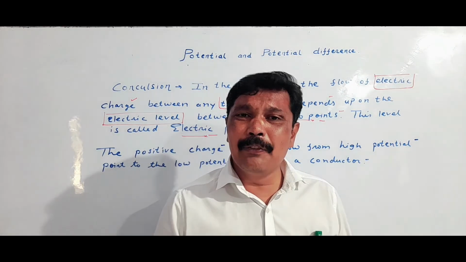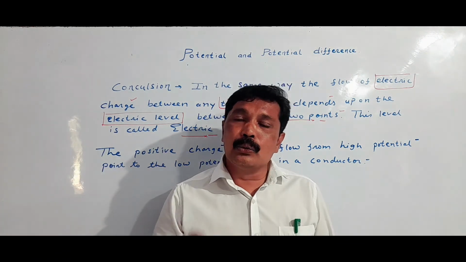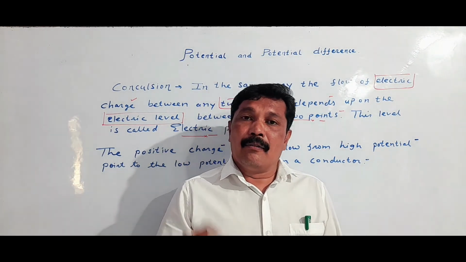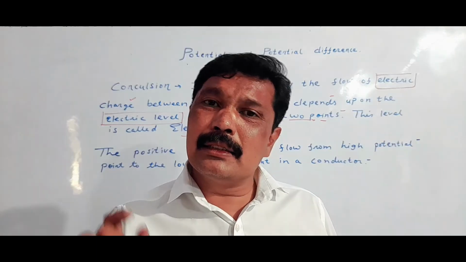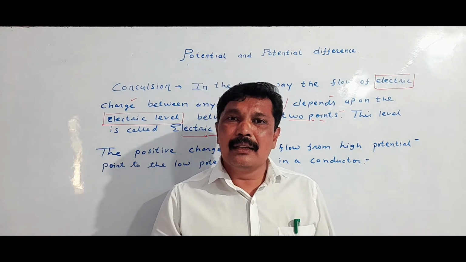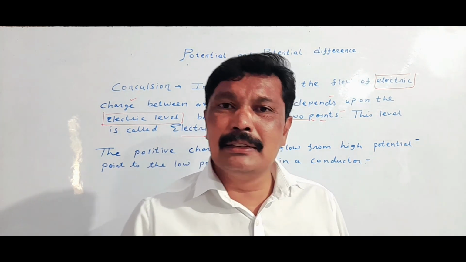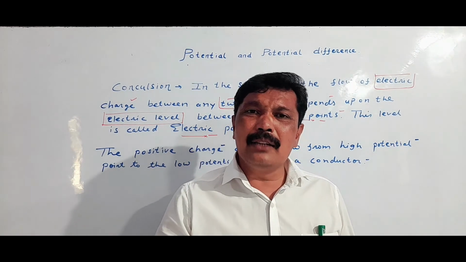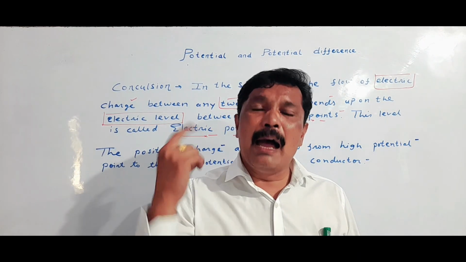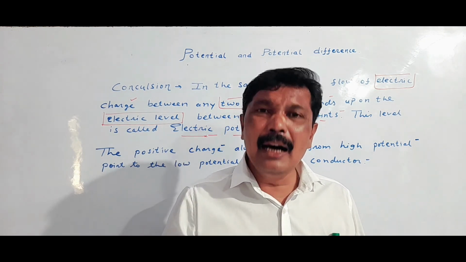This potential difference we can apply by connecting the conductor to the cell. When the conductor is connected to the cell, then we can say that potential difference is created, and the positive charge always flows from high potential point to the low potential point of the conductor.